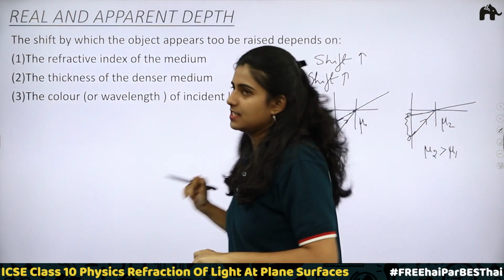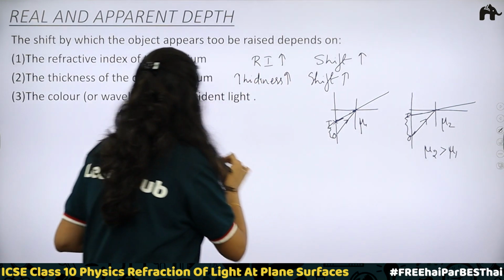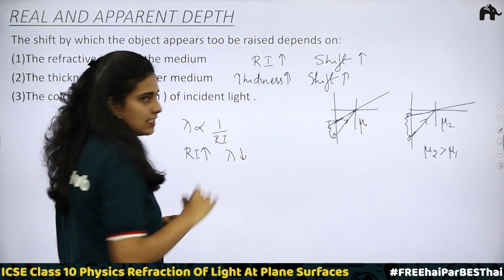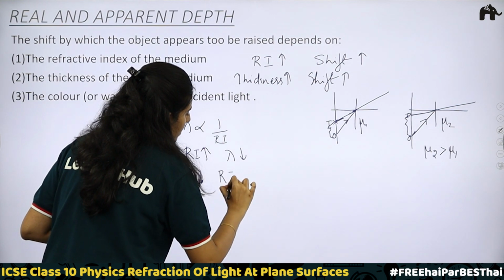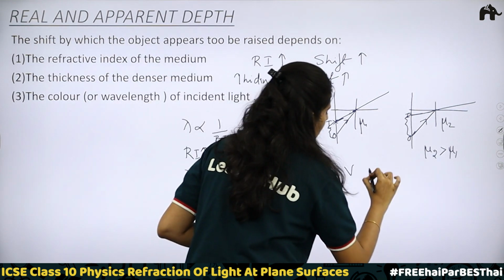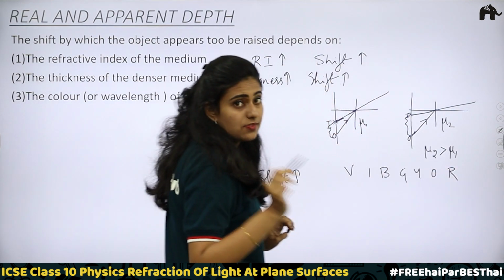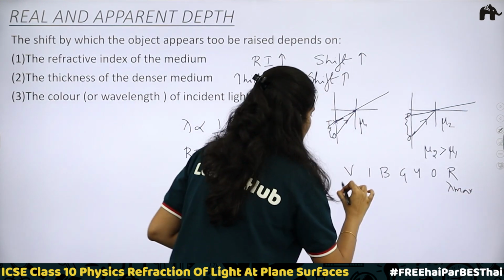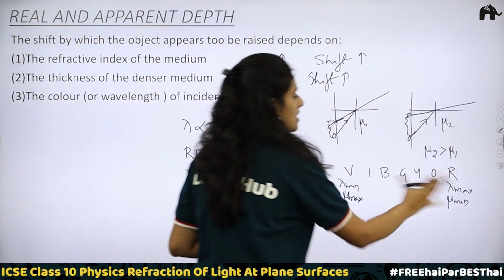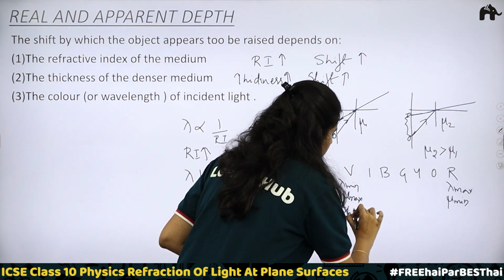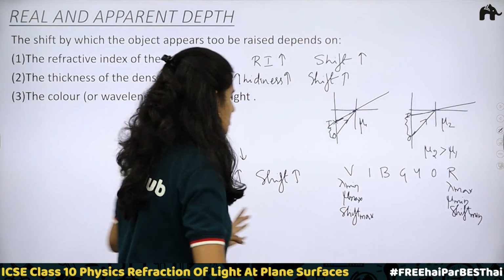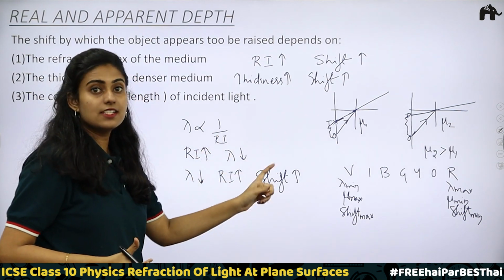Now the third, the color or wavelength of incident light. We know that wavelength is inversely proportional to refractive index. Right? That is, when refractive index increases, wavelength decreases. Okay, which means wavelength decreases, refractive index increases. When refractive index increases, shift is also increasing. Okay, when you take violet, indigo, blue, green, yellow, orange, red, where is wavelength maximum? Wavelength is maximum for red light and minimum for violet light. Which means the refractive index is maximum for violet light and the refractive index is minimum for red light. In which case is the shift maximum? Shift will be maximum for violet light and shift will be minimum for red light. Okay, understood? When wavelength decreases, refractive index increases and hence shift also increases.